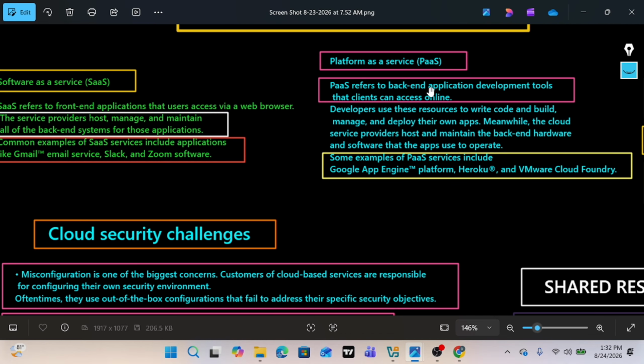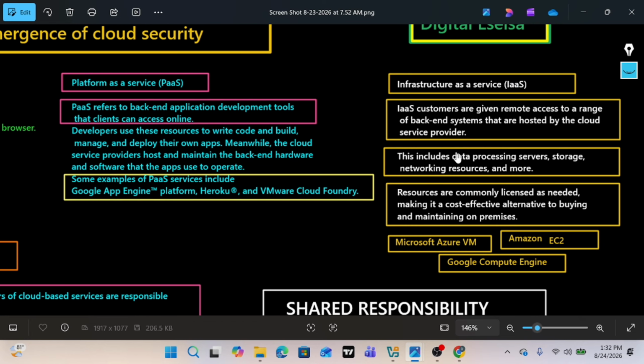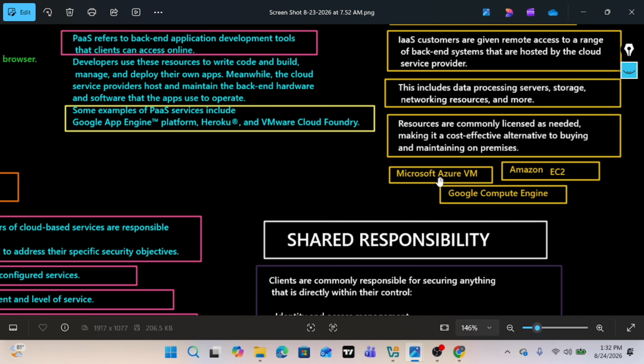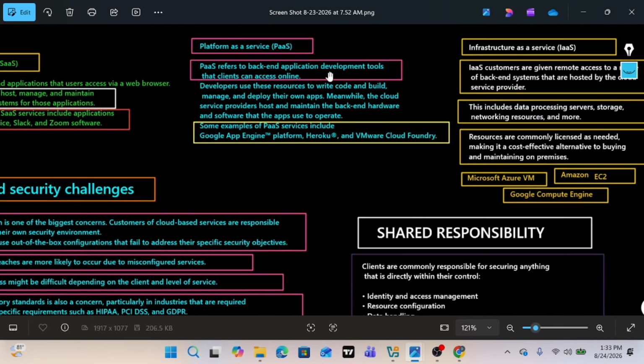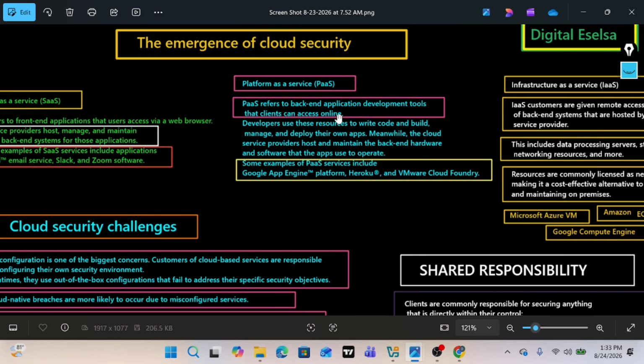There is software as a service, there is platform as a service, and they also render infrastructure as a service. So an example of infrastructure as a service is Microsoft Azure. In fact, Microsoft, Google, and Amazon, these are cloud service providers, and they provide some of these services to organizations. So Microsoft Azure, Amazon EC2, and Google Compute Engine. This is an example of infrastructure as a service. While platform as a service refers to the back-end application development tools that clients can access online, like Google App Engine platform, Heroku, and VMware Cloud Foundry. These are examples of platform as a service.